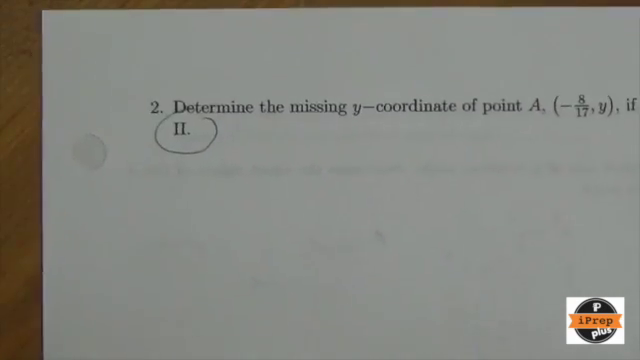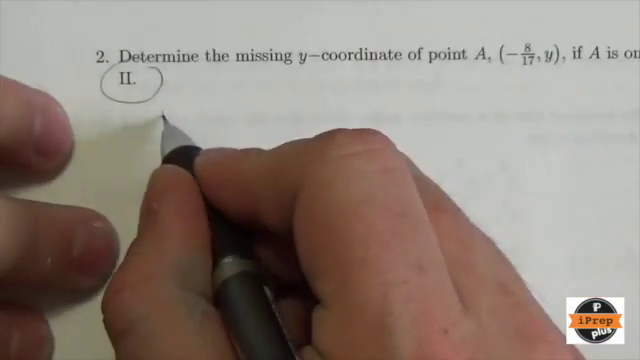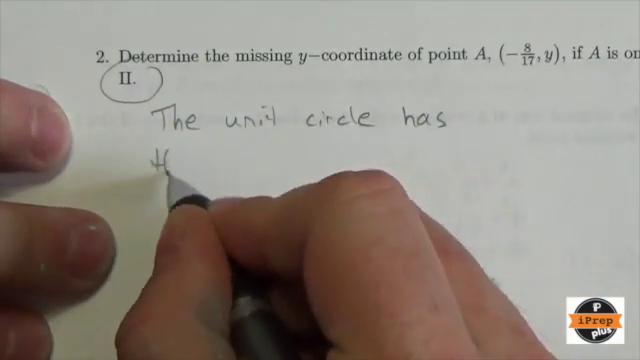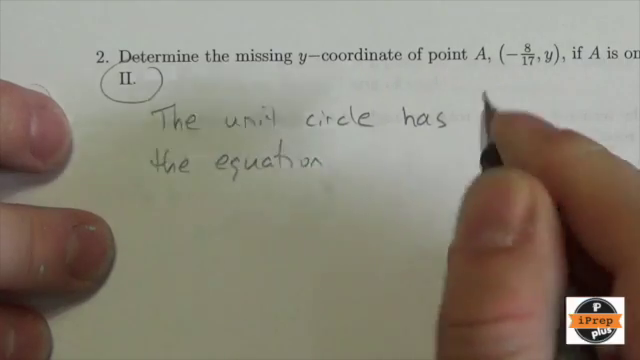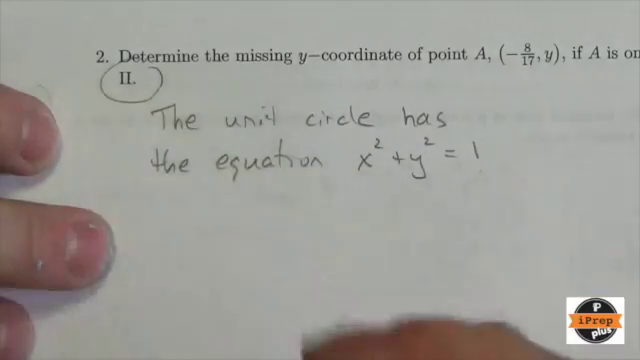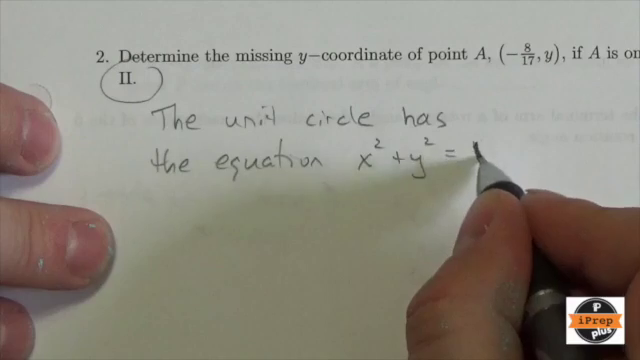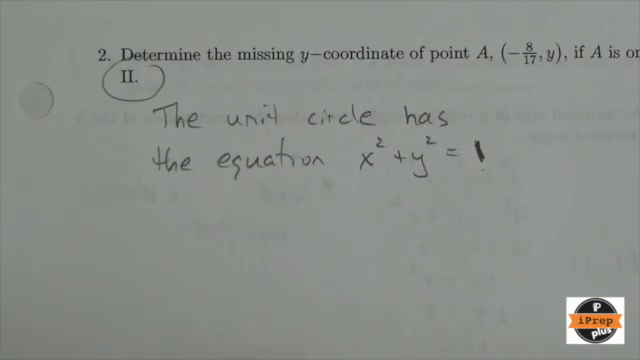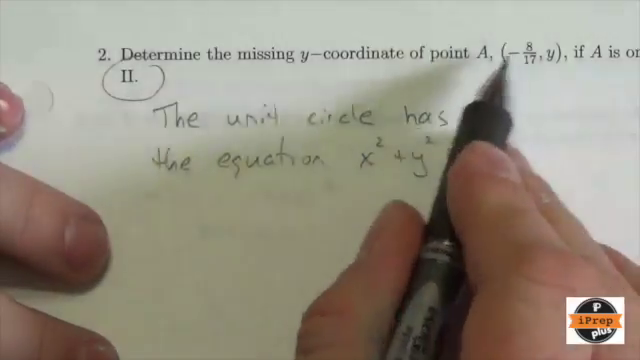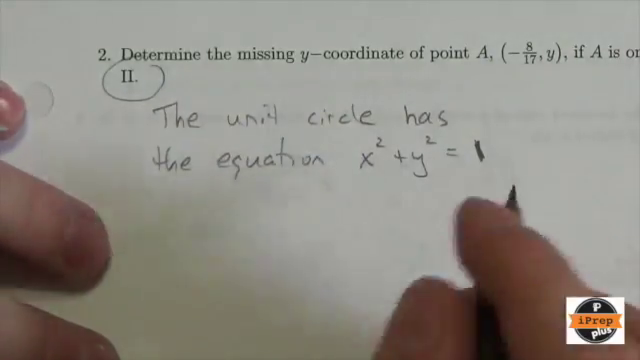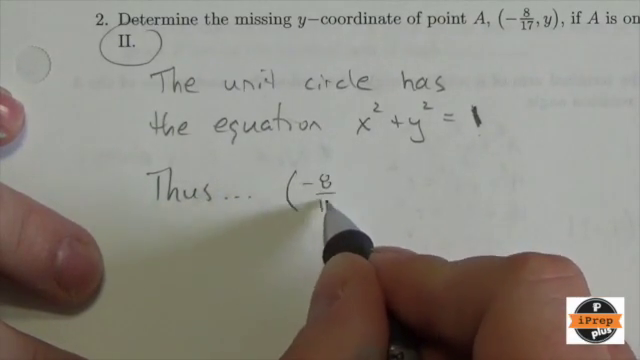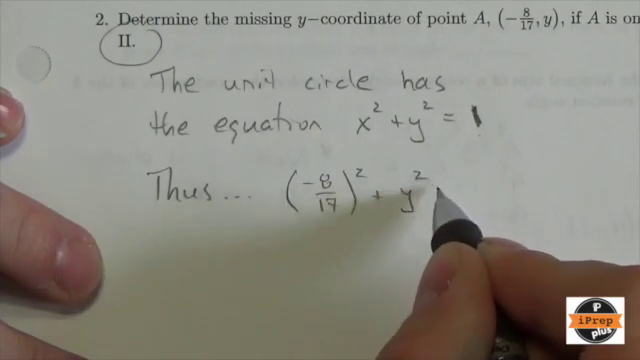So let's just zoom out a little bit here. To start off with, just remember here that the unit circle has the equation x squared plus y squared is equal to, now not r squared in this case, as we've done over and over again, but 1. The unit circle is named because the radius is a single unit. So x squared plus y squared is equal to 1. So in this case here, we can take the x value of that point and the y coordinate that we don't know, and we can put that into this equation here. So thus, we might write negative 8/17 squared plus y squared is equal to 1.